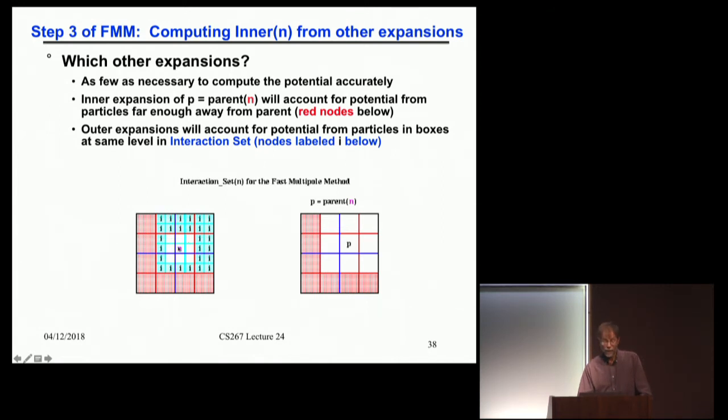So how do I get that? Well, for my parent, I know all the red ones. That gives me all those that are far enough away. But I now need to look at all of my cousins in the tree. These are just your first cousins in the tree. So these are all nodes that were not counted by your parent. They're the same size as you are, but they're at least 1 away. And I've labeled them all by I. Those are called the interaction set. So for each one of those, I need to sort of take into account their force on me. So for each one of these, I need to say, give me a formula for the force inside n due to the particles in I.